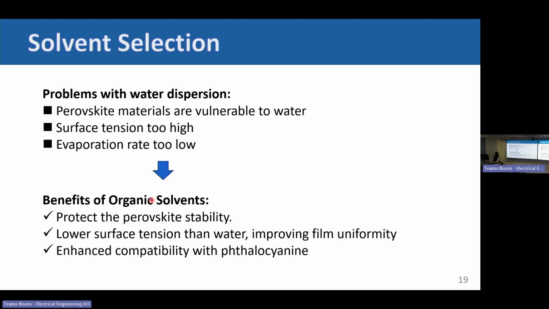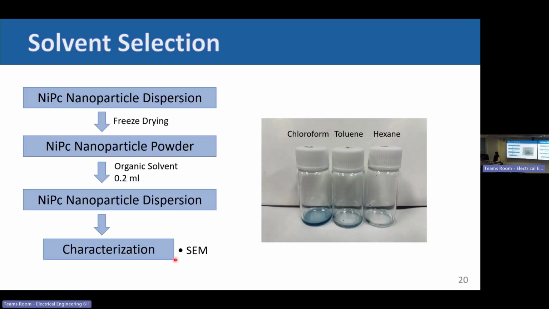So I wanted to change it into organic solvents because they can protect the perovskite stability, and they have a lower surface tension than water, which will improve the film uniformity. Also, it can enhance the compatibility with the phthalocyanine. As I said, the phthalocyanine doesn't dissolve very well in conventional solvents, but it gets better in organic solvents. And so this is the test for the solvent.